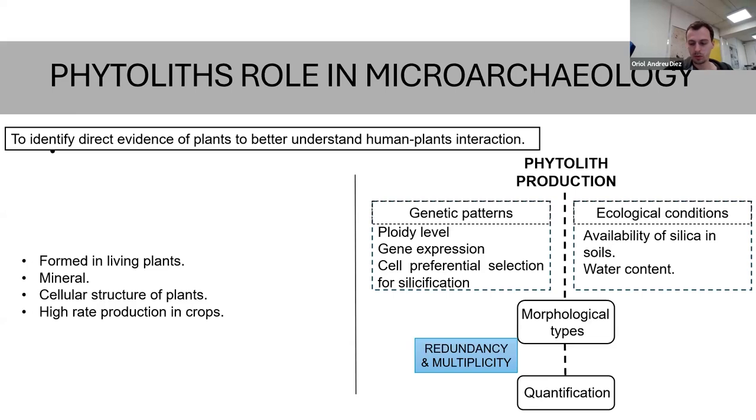So I'm not going to explain too much about these phytolith characteristics, only to say that many times, mostly in archaeological environments, we're talking about ecological patterns or conditions that can affect phytolith production and morphology. But there are also other genetic patterns that most of the time in archaeology are not taken into account. These ones are the ploidy level, gene expression, and self-preferential selection for silicification. So we want to integrate this information also in the building of reference collections to see if there is any trait that can give us more resolution in potential taxonomical attributions.